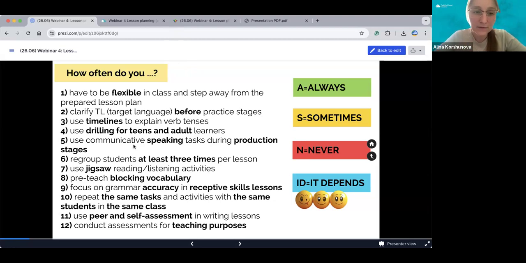Okay, next one, number 5. How often do you use communicative speaking tasks during production stages? I highlighted speaking here. How often do you use communicative speaking tasks for your production stages? Okay. It depends. Oh, Irina. Okay, great. Always, sometimes. Irina also says sometimes. That's great. If it's not a speaking task, what would it be for you? What type of task would you give?